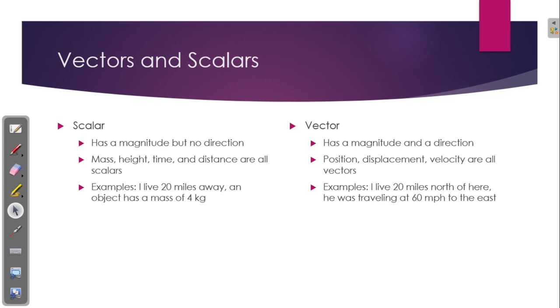A vector has a magnitude and a direction. So things like position, displacement, and velocity are all vectors. An example of a vector would be something along the lines of I live 20 miles north of here. 20 would be the magnitude, north would be the direction. Or he was traveling 60 miles per hour to the east. Again, 60 is the magnitude, east would be the direction.